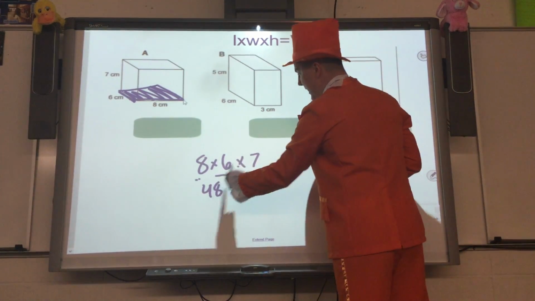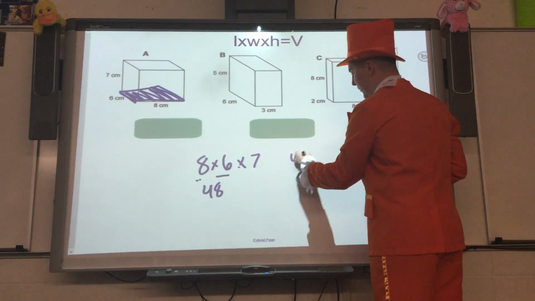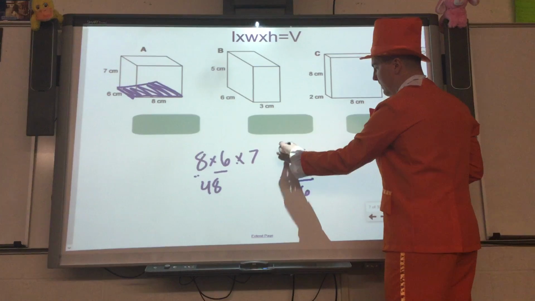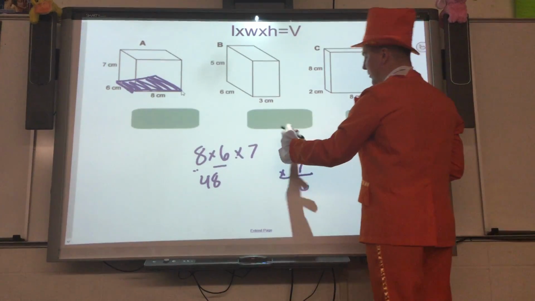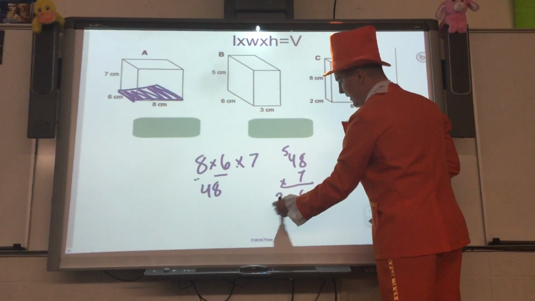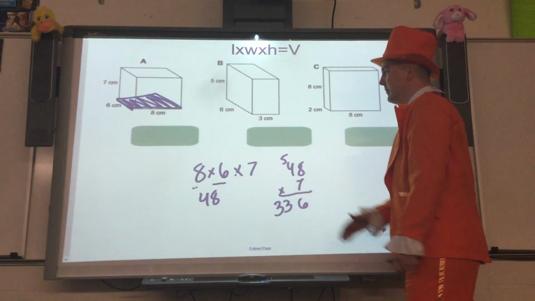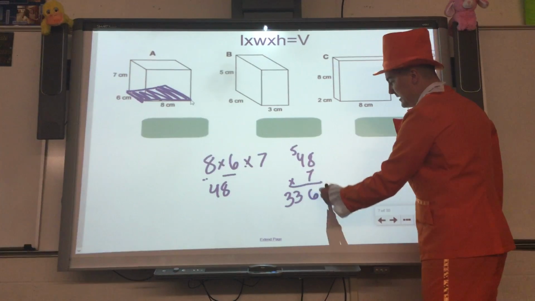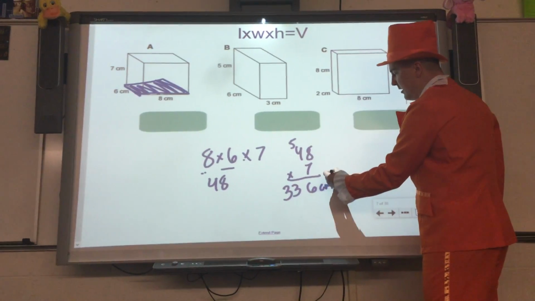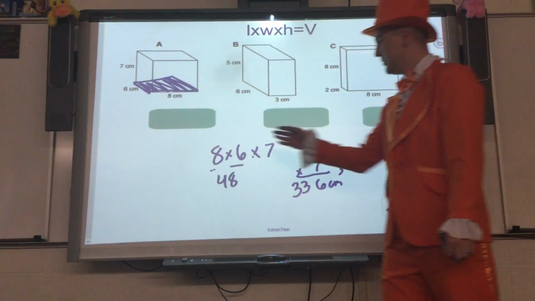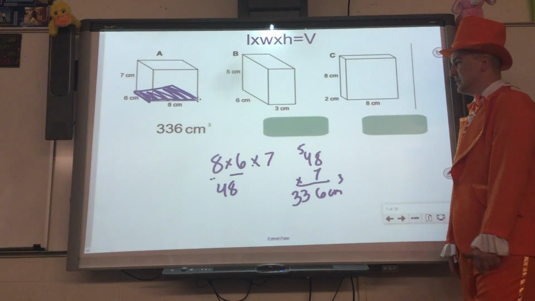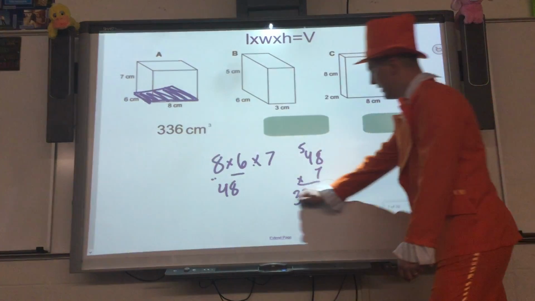So now I go 48 times 7, and 48 times 7, I get 336. So in this particular problem, it's centimeters, and they're cubed because it's three-dimensional: length, width, and height. Hopefully I got it right, 336. Awesome. So length, width, height. Let's try the next one.